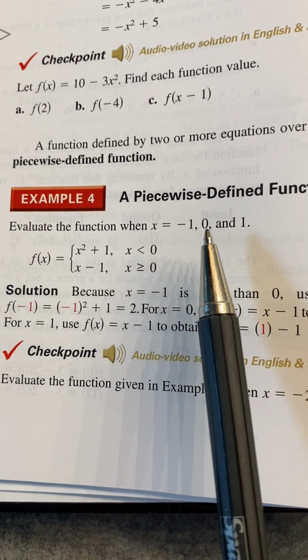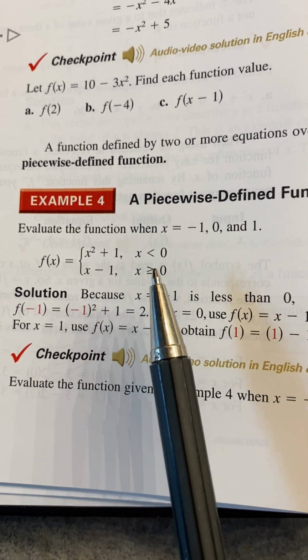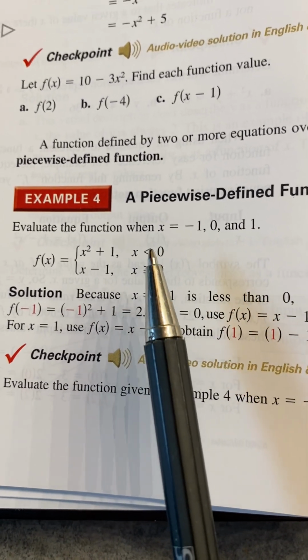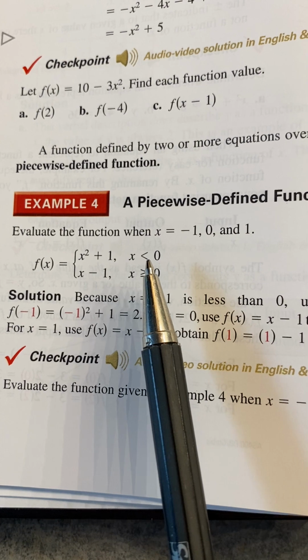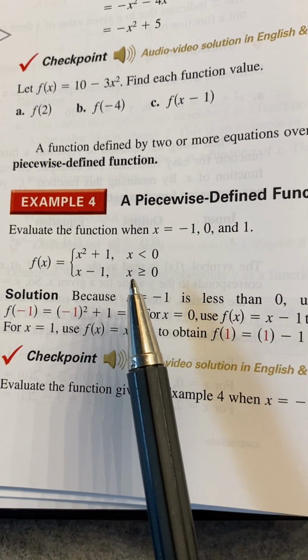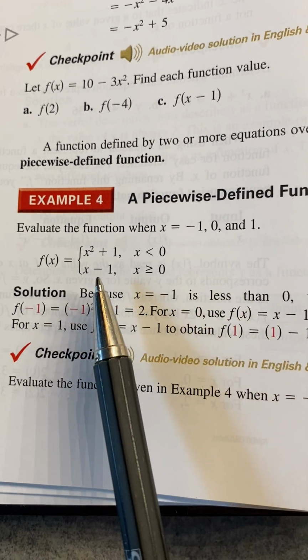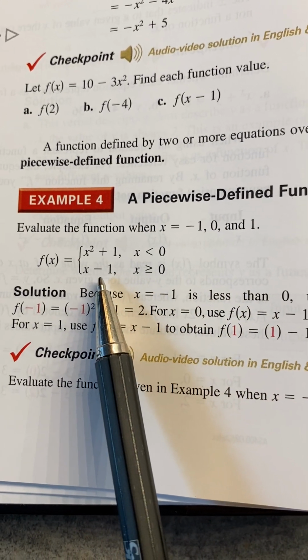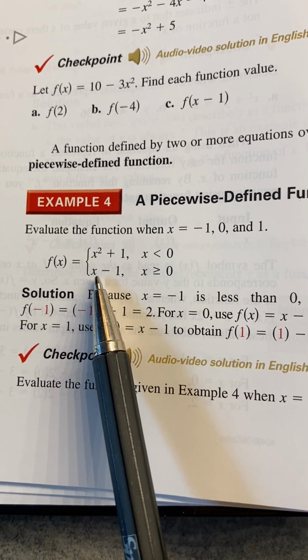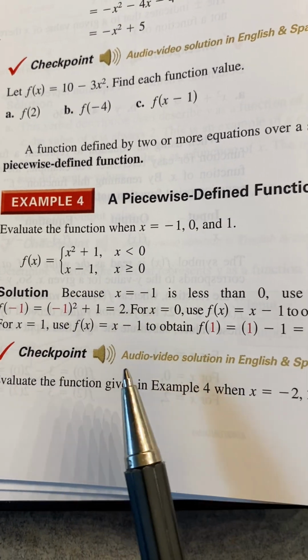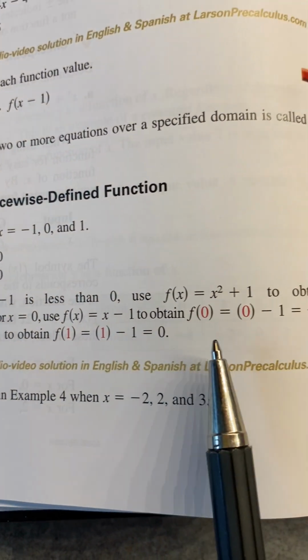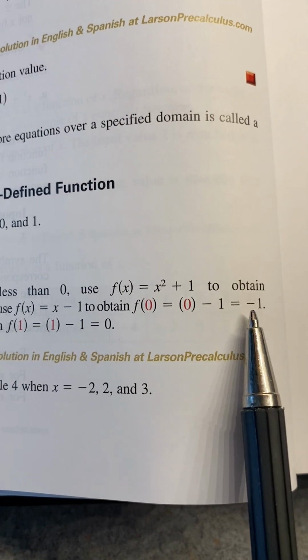What about f of 0? Well, you have to see which function do I use. Is 0 less than 0? No. Is 0 greater than or equal to 0? Yes. So we're going to use this expression and replace the x with 0. So 0 minus 1 is -1. So f of 0 is -1.